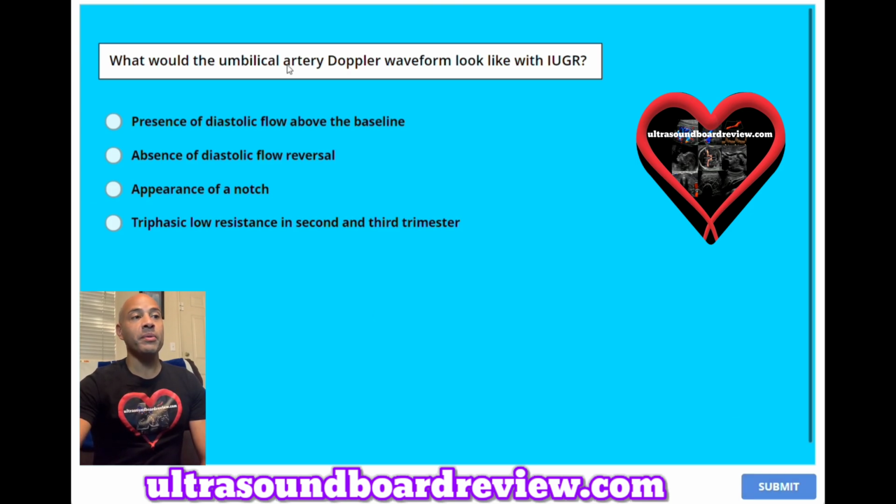Question number 8. What would the umbilical artery Doppler waveform look like with IUGR? A. Presence of diastolic flow above the baseline. B. Absence of diastolic flow reversal. C. Appearance of a notch. Or D. Triphasic low resistance in second and third trimester. The answer is C. Appearance of a notch.